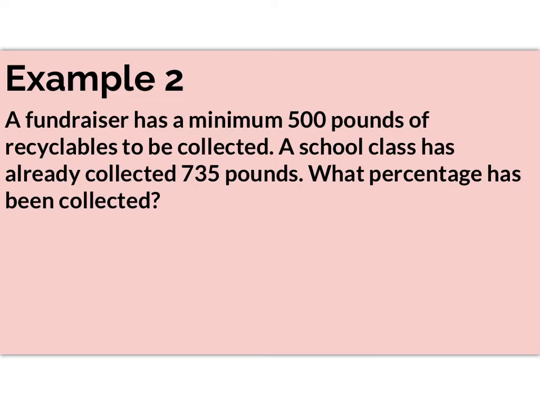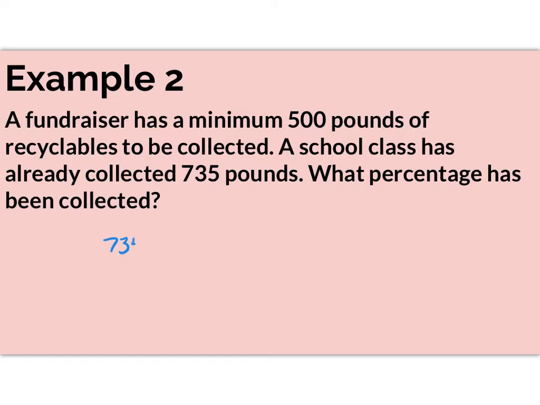Example 2. A fundraiser has a minimum of 500 pounds. A school class has already collected 735 pounds. What percentage is that? So the minimum is the whole of what you have to collect, and what they have already collected is the part. Even though the part is more than the whole, the part still goes on top.